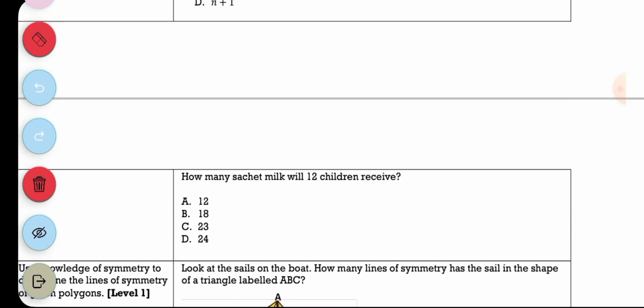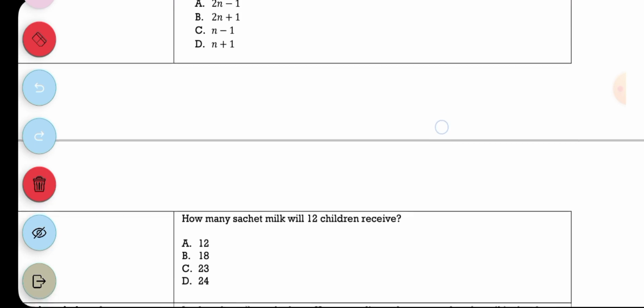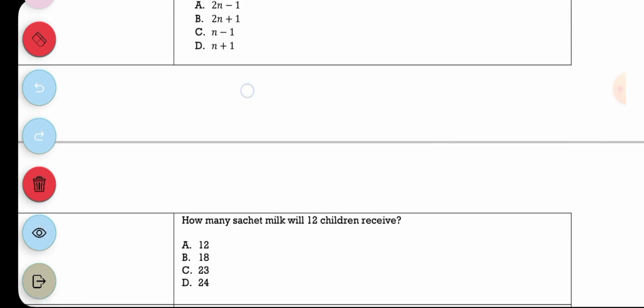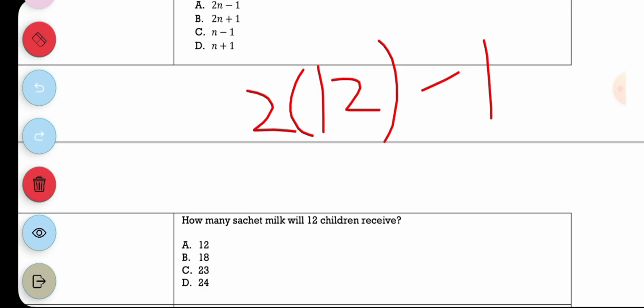How many sachets of milk will 12 children receive? So 2 multiplied by 12 minus 1, you're going to end up with what? 23. So the answer is C.